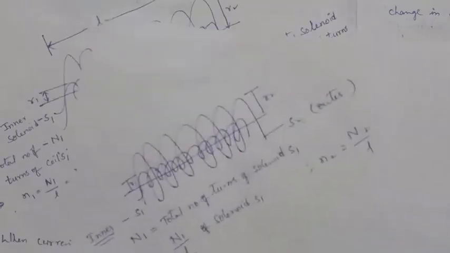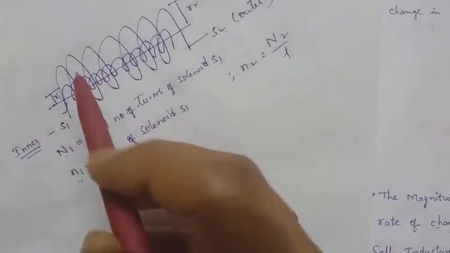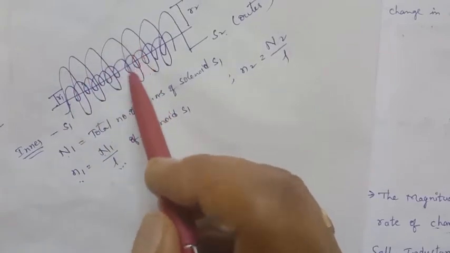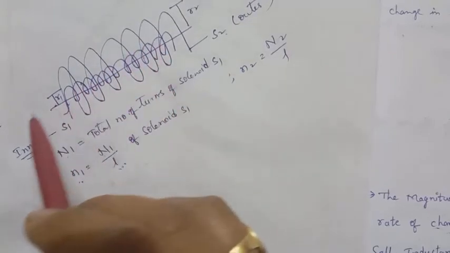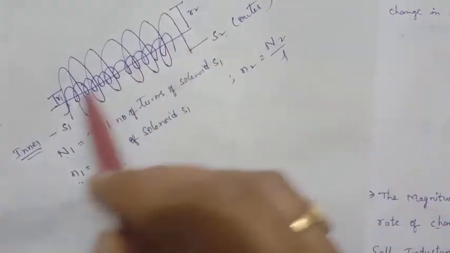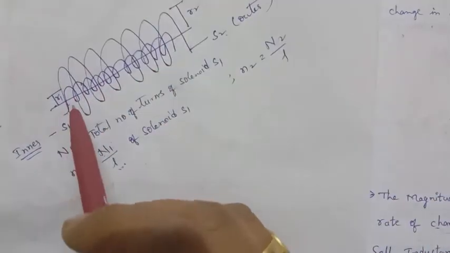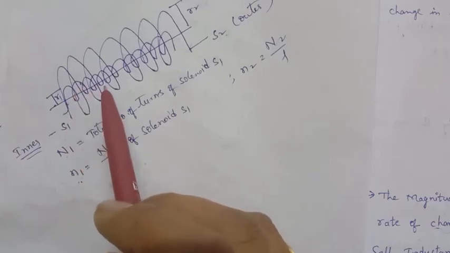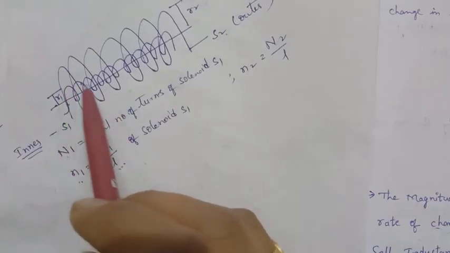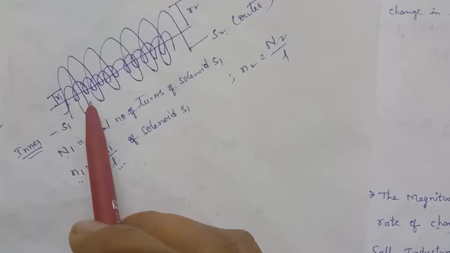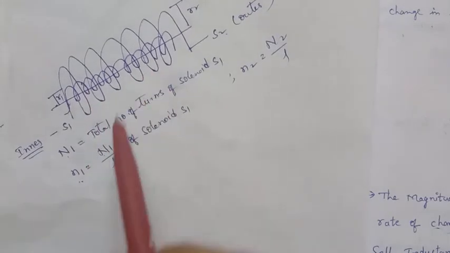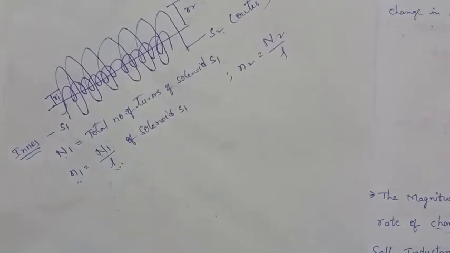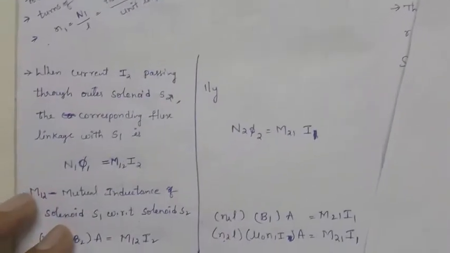So what is mutual inductance? Suppose current is flowing in the outer solenoid; there is a change of magnetic flux along this axial line. So there is an induced EMF in the solenoid S1. Due to the change of magnetic flux, an EMF is induced. You have to observe this phenomenon, which is called mutual inductance. For that purpose I will give the notes for this.